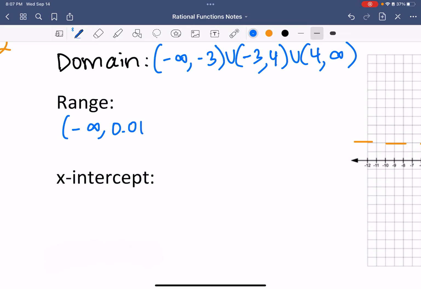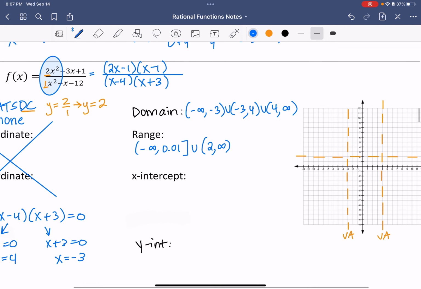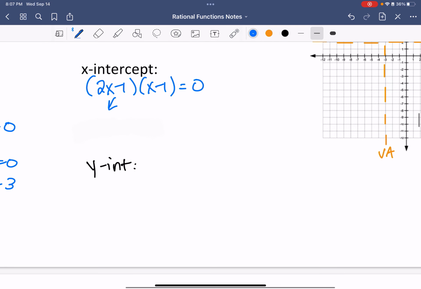Now, that y value was included, so when it's included, you use a bracket, union, and it didn't start again until the horizontal asymptote at 2, and then it went up to infinity. The x-intercept, you grab the numerator and set it equal to 0. So that's 2x minus 1 times x minus 1 equals 0. Remember, you're going to be separating them to solve for x. So 2x minus 1 equals 0 and x minus 1 equals 0.